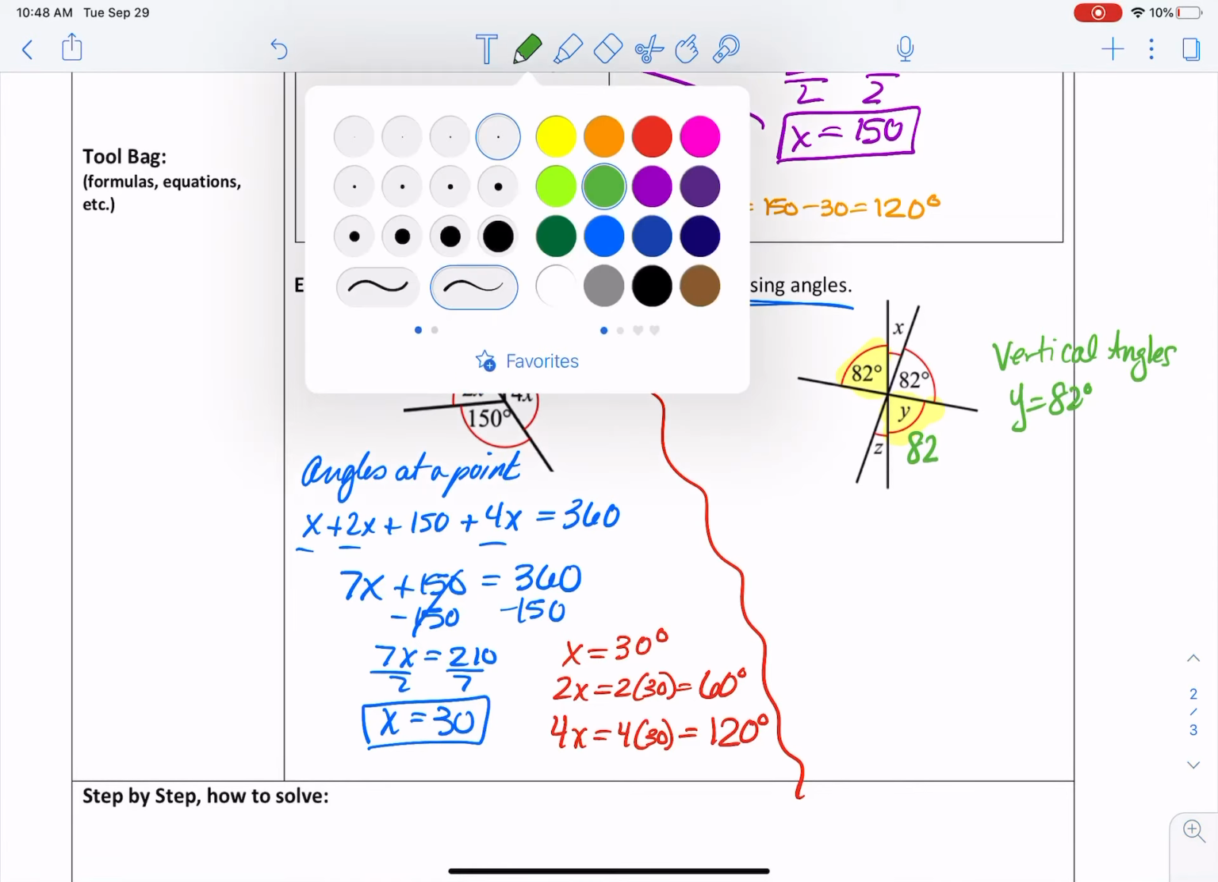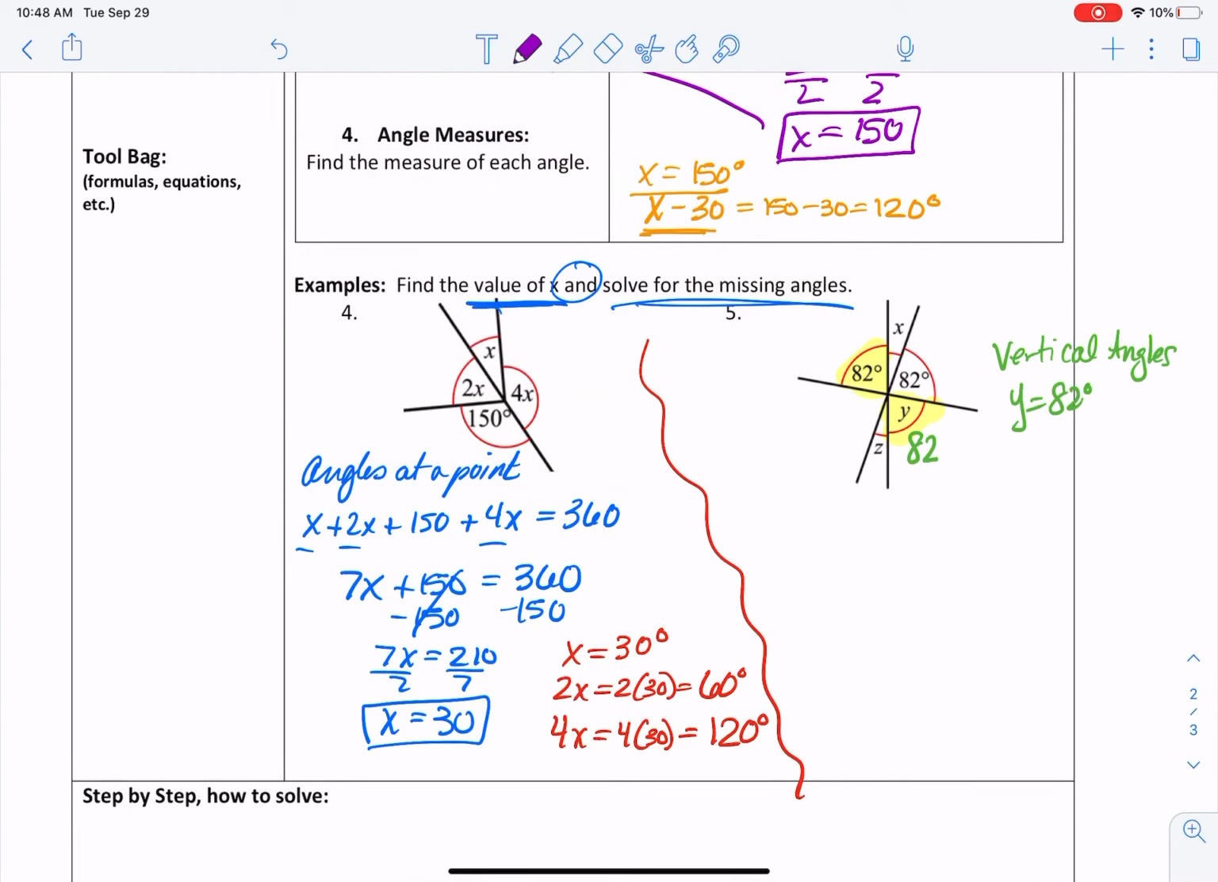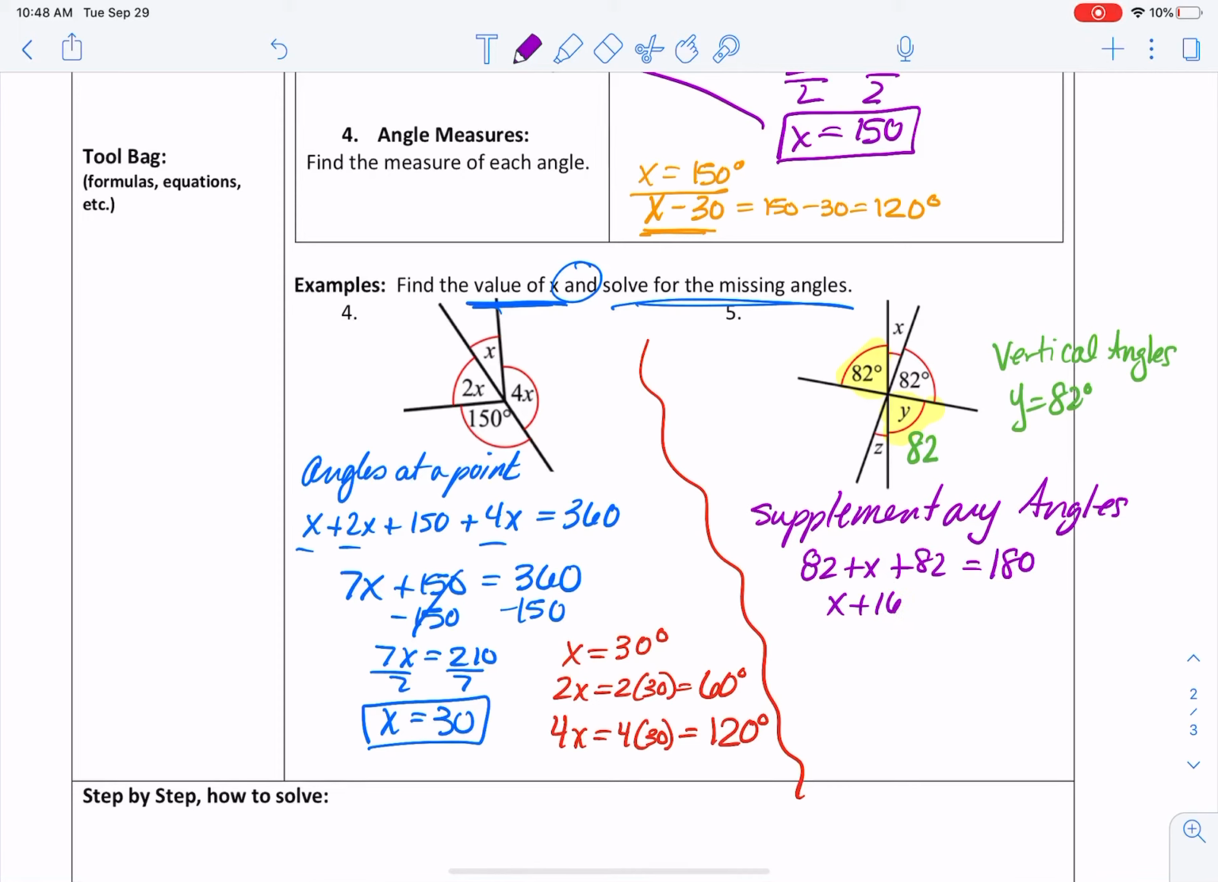And then I can use supplementary angles. And say that 82 plus x plus 82 equals 180, because they're supplementary. So that's x plus 164 equals 180, minus 164, x equals 16 degrees. So this is 16 degrees up here. I just like to label my pictures as well.